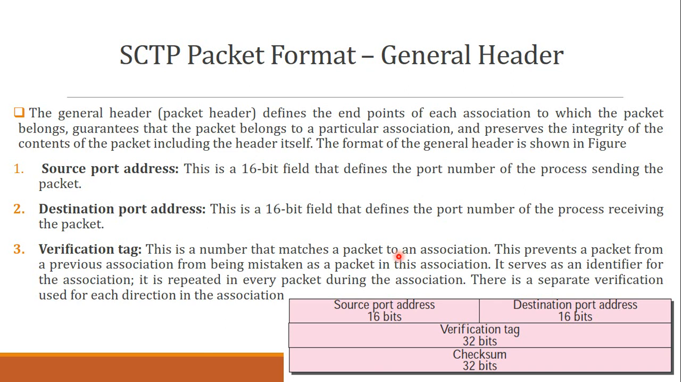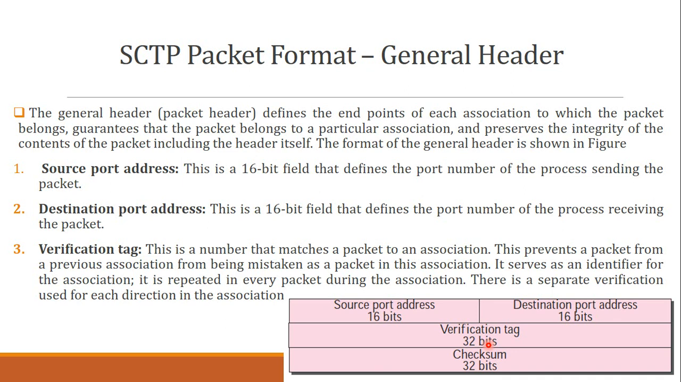Next, we have the verification tag over here. The verification tag is a number that matches a packet to an association or a connection. This prevents a packet from a previous association from being mistaken as a packet in this association. It serves as an identifier for the association. It is repeated in every packet during the association. There is a separate verification tag used for each direction when an active association is being carried out.